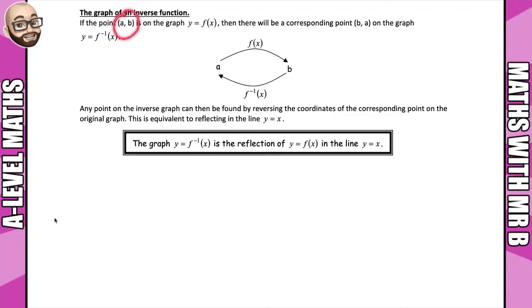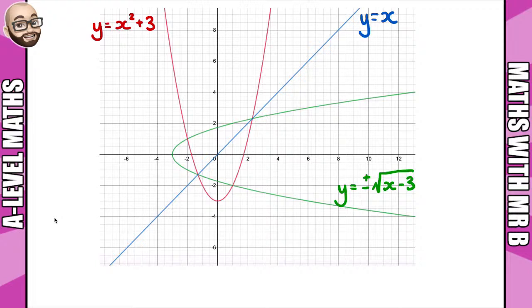If these (a, b)s become (b, a)s all the way throughout the graph, then what we're actually going to get are two graphs with a line of symmetry. And that line of symmetry is always going to be y = x. So you could reflect one graph through the y = x line to get its inverse, which is given there in the box.